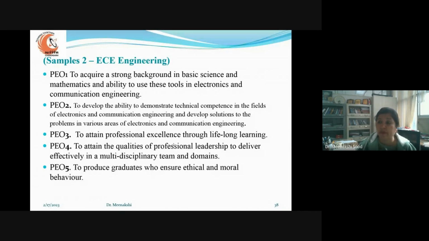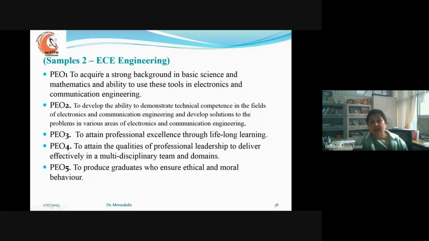And POs should not be more than 4 or 5 or 6, not more than. In fact, 3 or 4 is also sufficient. There is no such mentioned thumb rule that it is precisely 3 or 4, but generally, 4 to 5 POs are sufficient.